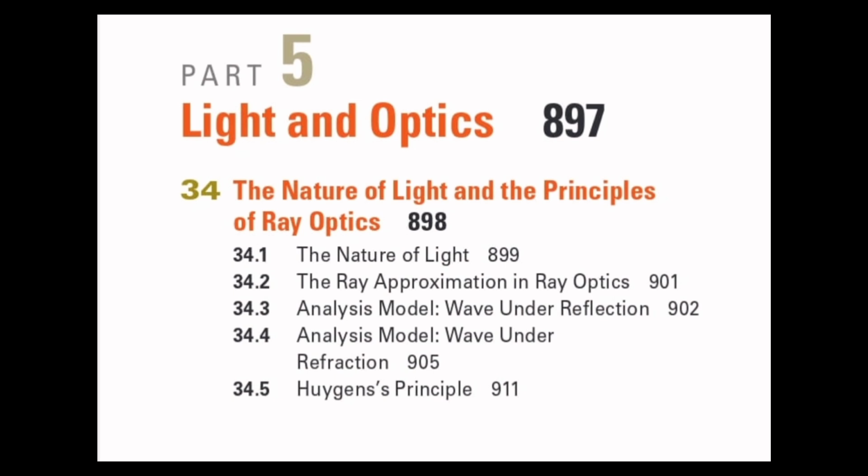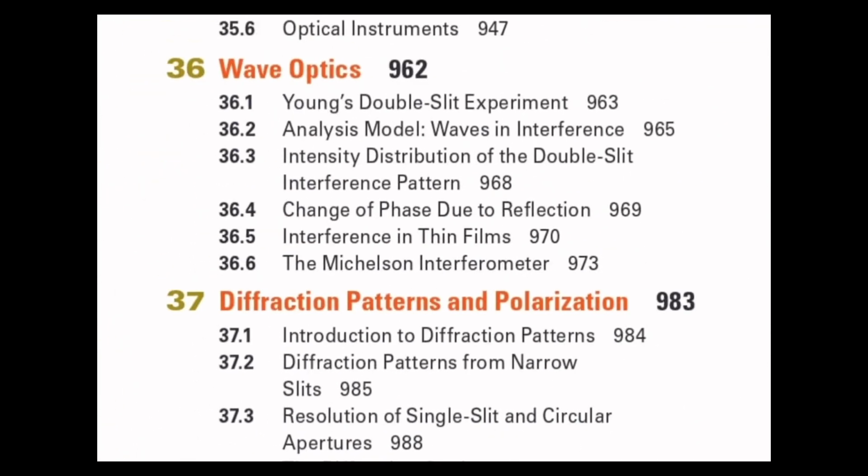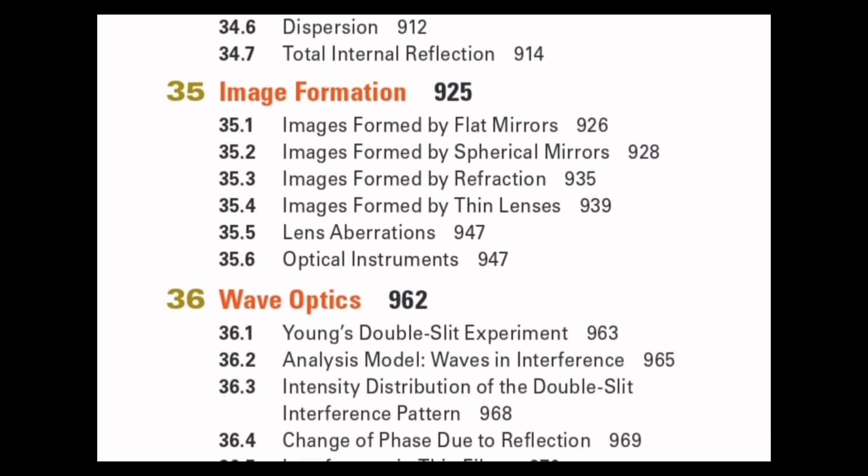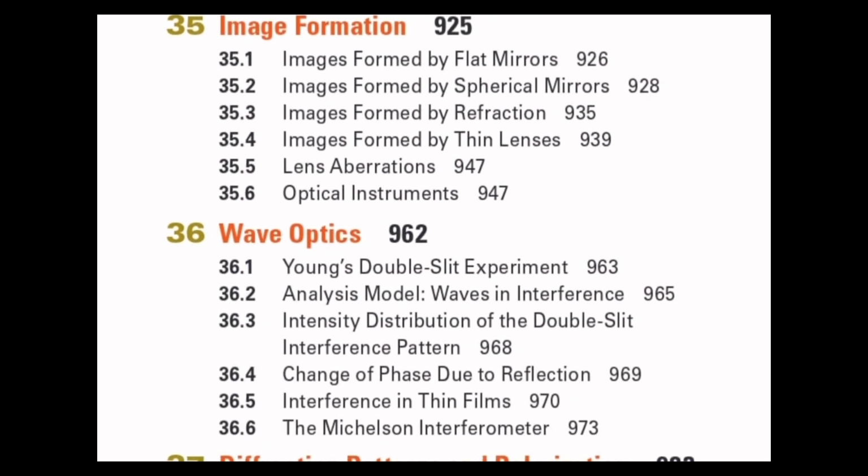Analysis model, wave under reflection. Analysis model, wave under refraction. So two different things that a light wave could undergo. Section 34.5, Huygens principle. Don't know what that is. Section 34.6, dispersion. 34.7, total internal reflection. Section 35, image formation. We have images formed by flat mirrors, spherical mirrors, formed by refraction, and thin lenses. Then we have lens aberrations and optical instruments.